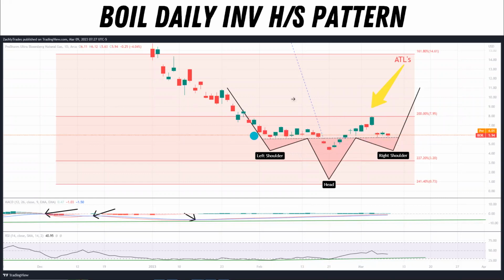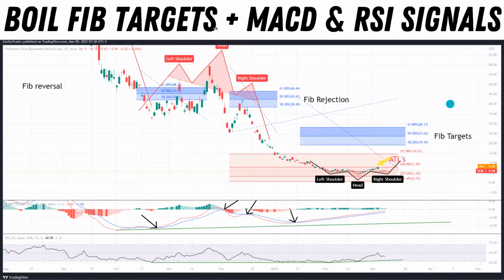And so, I know that that's why a lot of people are really interested in BOIL and natural gas right now, because of these extremely low prices that we're seeing. But you still need to be cautious, okay? Keep a level head. Now, these are the BOIL fib targets and MACD and RSI signals. So very similar to the spot price of natural gas, right?